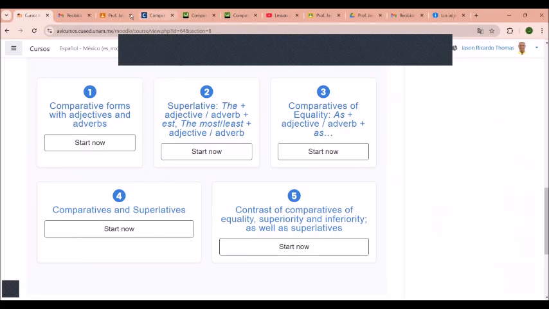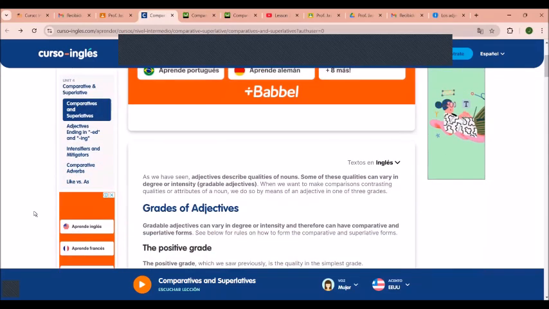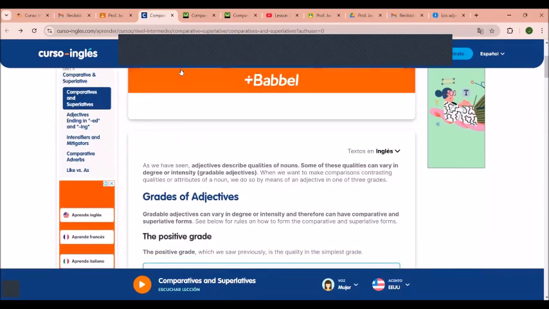When we think about adjectives, we're basically talking about words that help us to describe nouns.